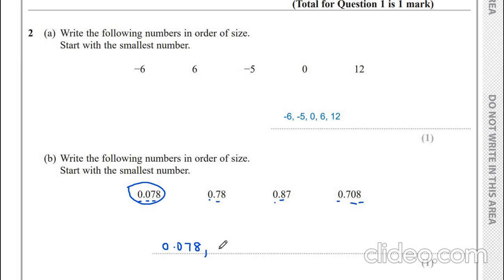And then obviously 0.7, 0.8. Next, 0.78, and lastly 0.87.